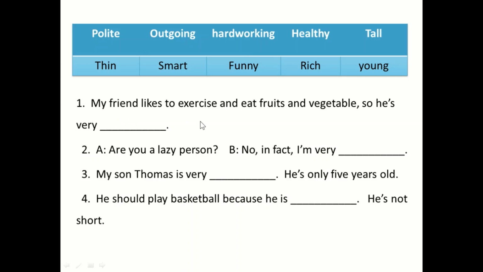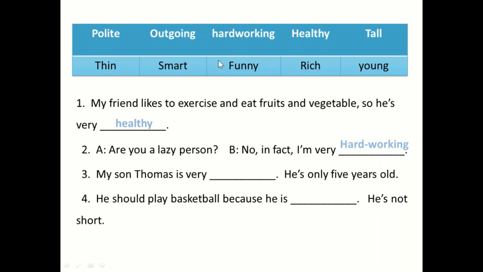Number one: my friend likes to exercise and eat fruits and vegetables. So he is very, what do you think? If someone exercises and eats healthy, he is very healthy. Now number two: A is saying, are you a lazy person? B: no, in fact I am very, what do you think? The opposite of lazy is hardworking. My son Thomas is very dash, he is only 5 years old. Okay, if he is only 5 years old, then he is what?